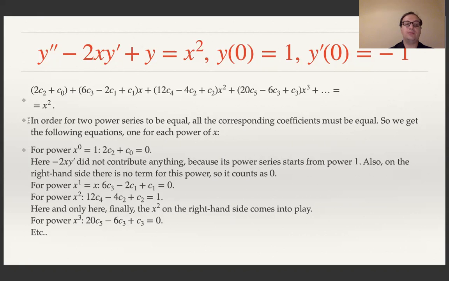First, let's look at those terms that do not contain x. In other words, the constant terms. On the left-hand side, we have 2c2 plus c0. On the right-hand side, we do not have a constant term. So 2c2 plus c0 is equal to 0. And again, notice that for this constant term, minus 2xy prime had no contribution, because the power series of minus 2xy prime started from the power 1, so from x.